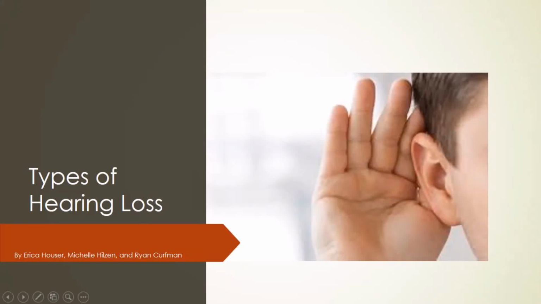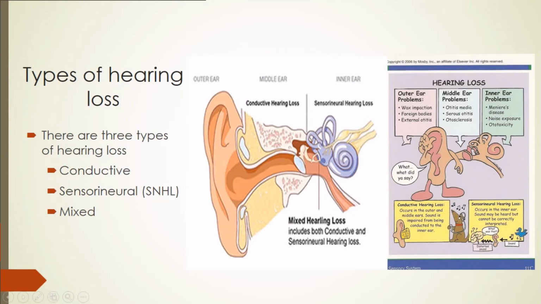Today we are going to discuss the three different types of hearing loss. There are three different types of hearing loss: conductive, sensorineural, and mixed. A conductive hearing loss occurs due to problems in the outer and middle ear, and a sensorineural hearing loss occurs due to problems in the inner ear. A mixed hearing loss includes both a conductive and sensorineural hearing loss.